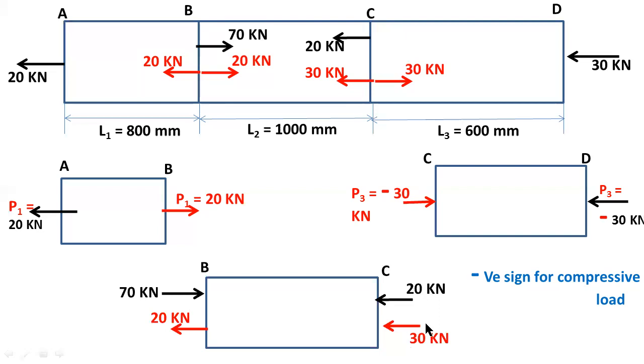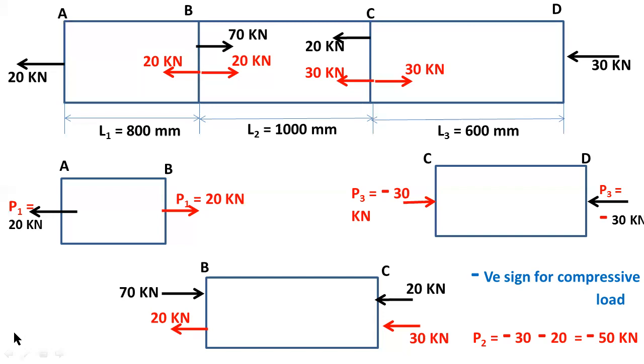Now the sum of these loads is the load acting on the bar 2. Here you have to consider compressive load as a negative sign and tensile loads as a positive sign. That's why at C the total load equals P2. P2 is the load acting on the bar 2, that is P2 equals minus 30 minus 20. These two are compressive loads, so I am considering negative sign for compressive loads. So the total load equals minus 50.